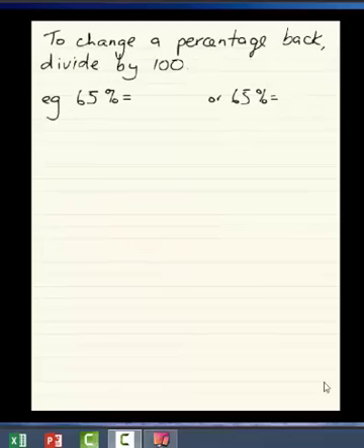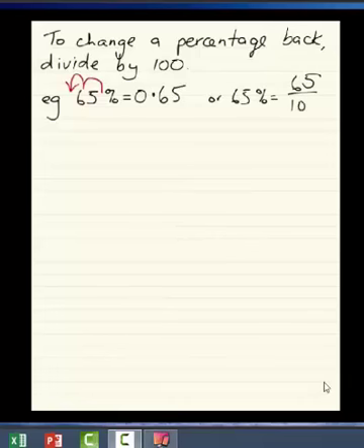And to change it back, well, the opposite of multiplying is dividing, so we need to divide by 100. So if we want to do a decimal, we bring our decimal point back 2 places, and 0.65 is equal to 65%. Or if we want it as a fraction, you just write whatever the percentage is over 100. That's your quick review on percentages, fractions and decimals.